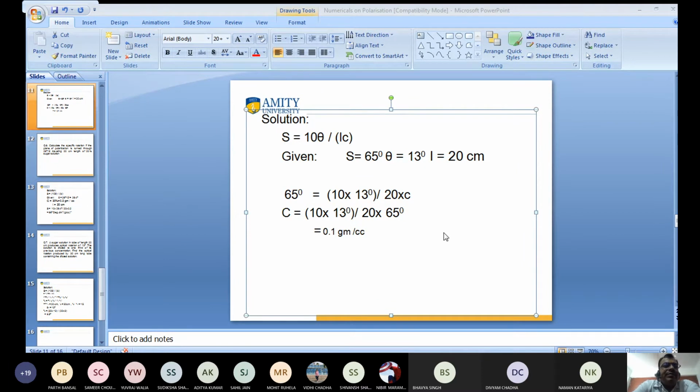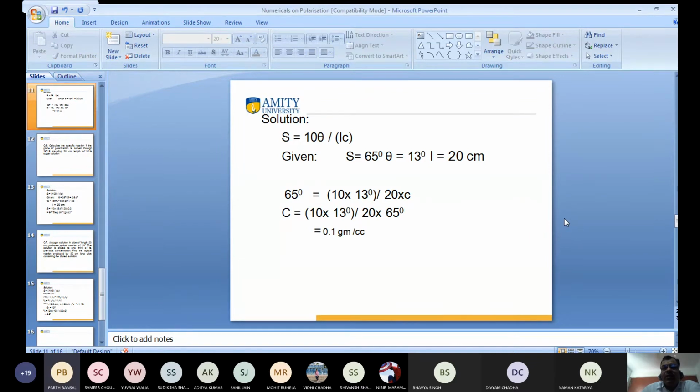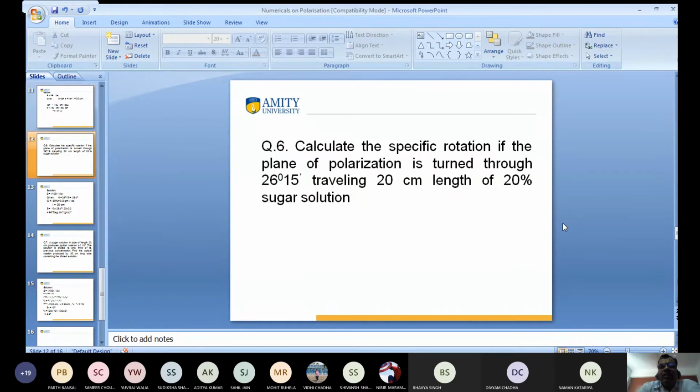Sivan Sharma, any doubt? Anyone? So I proceed further to the next question. Any doubt? Anyone? No, sir. So I proceed to the next question. Tell me the answer.